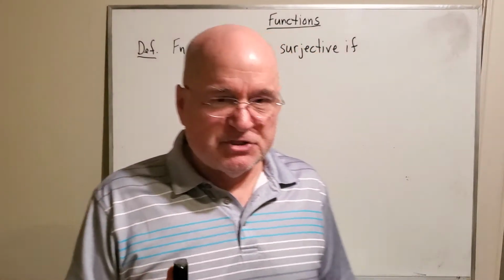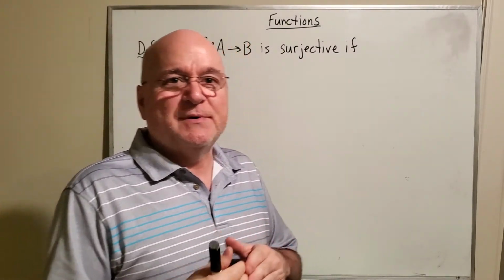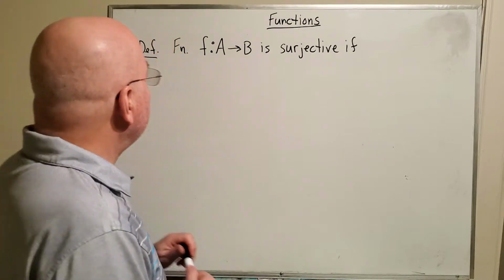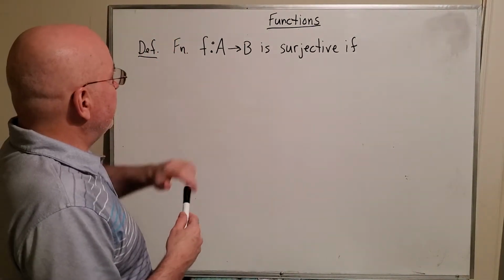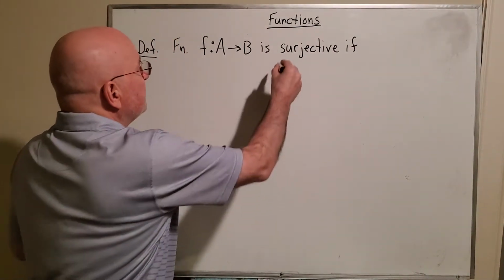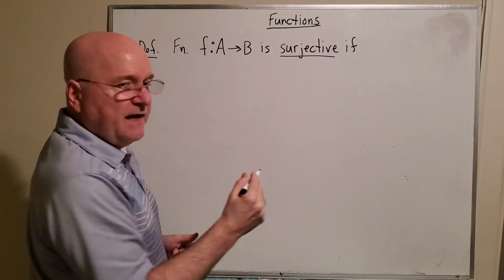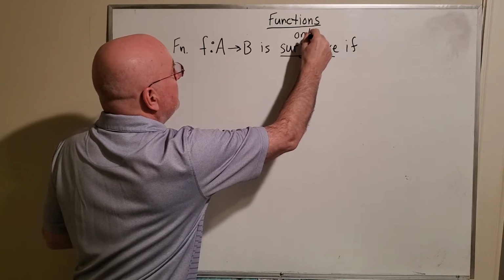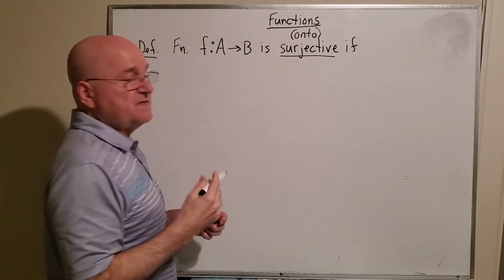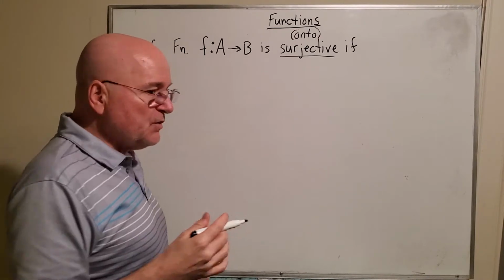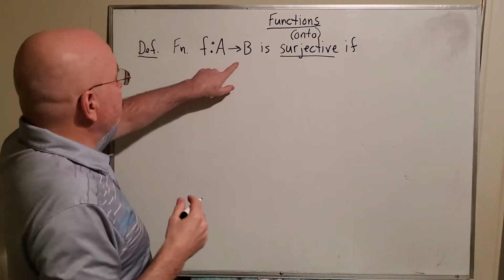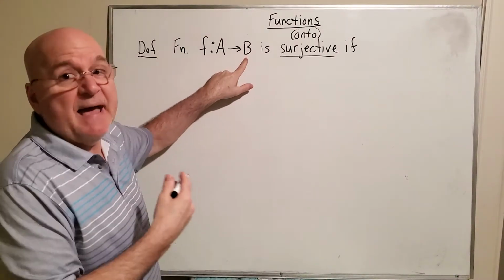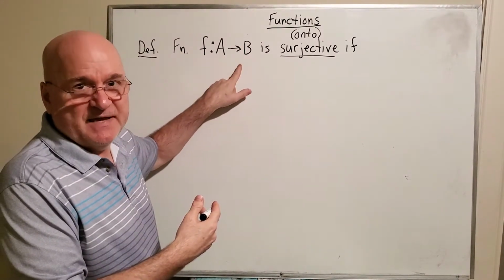Okay, the next definition, kind of the one that corresponds to injective, is surjective. That's what we're going to define now. So, a function f from A into B is surjective, and I frequently use the word onto instead of surjective. Remember what that means? It means that every value in B gets mapped to by something from A.